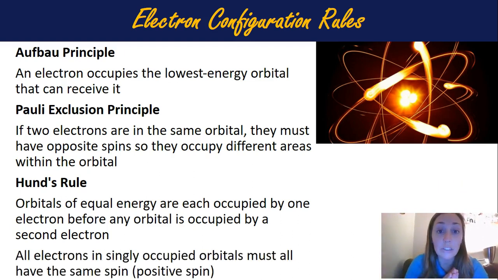Also, remember that this doesn't have to do with s, because s only has one spherical orbital in a shell. But if there are multiple orbitals, like p has 3 different orbitals, d has 5, and f has 7, the other part of Hund's rule says that all electrons that are singly occupied must have the same spin. So you always have a positive spin in each one, an up spin, up, up, up, and then you go back and fill in the down spins.